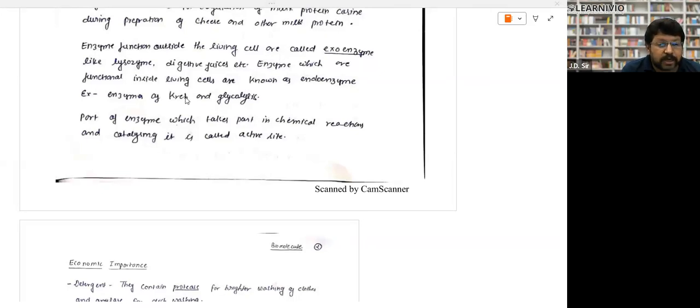Enzymes which are functional inside the living cells are known as endoenzymes. For example, those enzymes taking part in the Krebs cycle and glycolysis. The Krebs cycle is the respiratory cycle that goes on inside mitochondria. So enzymes are basically of two types: exoenzymes, which work outside of the cell, and endoenzymes, which work inside.